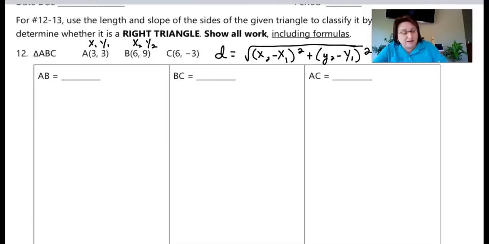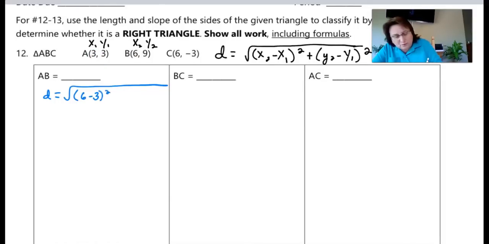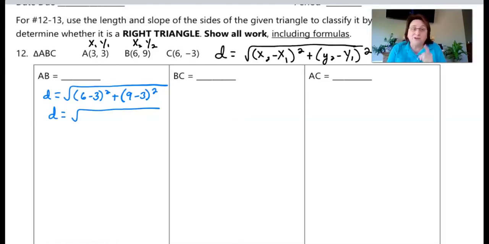Okay, so let's plug in what we know. All right, so the distance equals, we're going to plug in my x1 and my x2. So my x2 is 6. My x1 is 3. So I have 6 minus 3 squared plus, and my y2 is 9 and my y1 is 3. So I have 9 minus 3, and that whole thing is squared. Okay, and I'm doing this for you guys as a refresher. You guys are going to do some others on your own here in just a second.